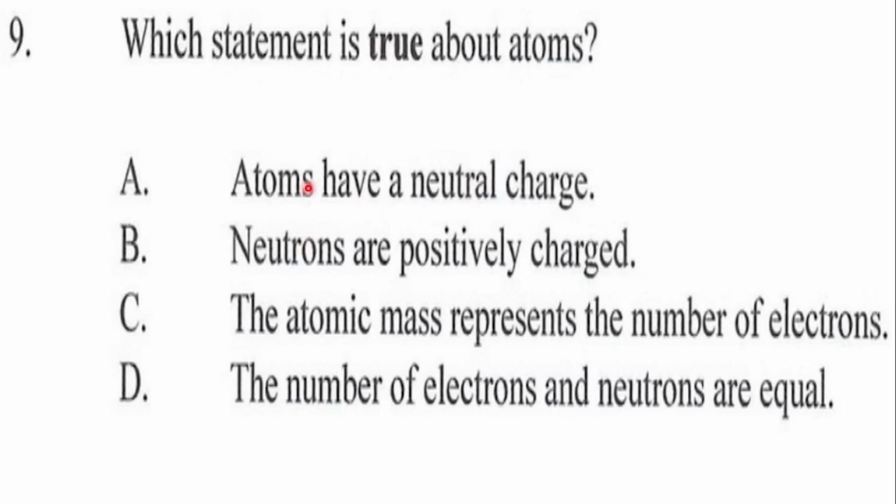Is it A, atoms have a neutral charge? B, neutrons are positively charged? C, the atomic mass represents the number of electrons? Or D, the number of electrons and neutrons are equal?